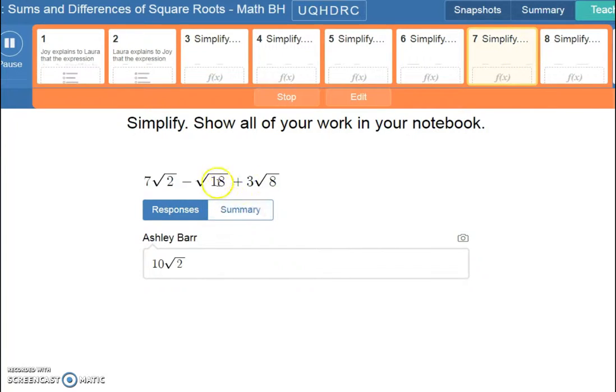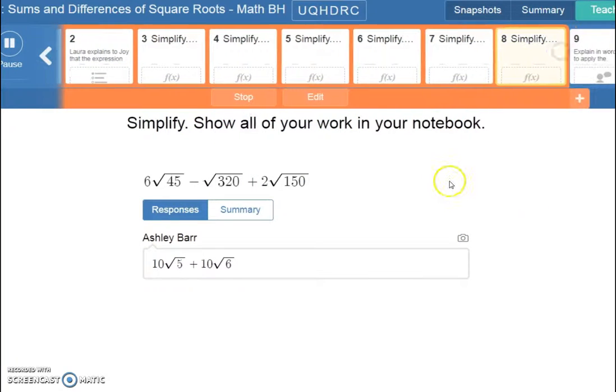Remember, we can rewrite all of these radicals to have the same number under the radical, which is root 2. Be careful if we're adding or subtracting the numbers on the outside. And slide 8 ends up being 10 radical 5 plus 10 radical 6. Again, because we don't have the same number under the radical, or radicand, we cannot simplify this expression any further.